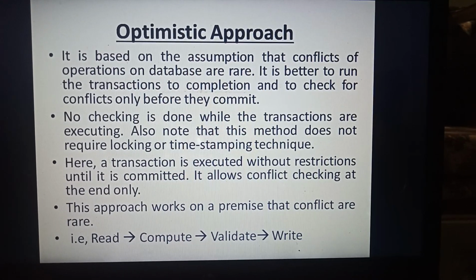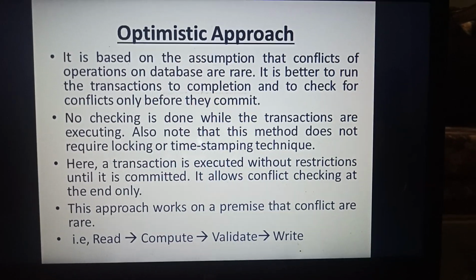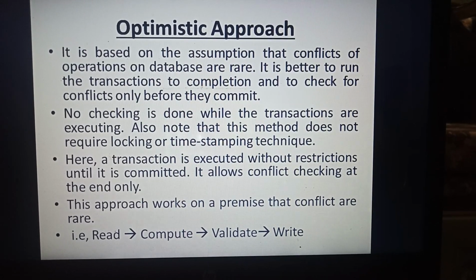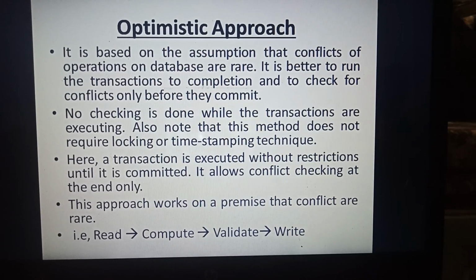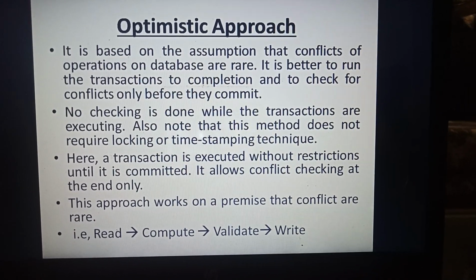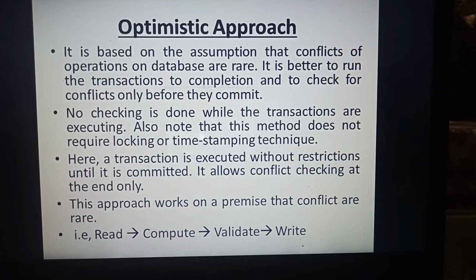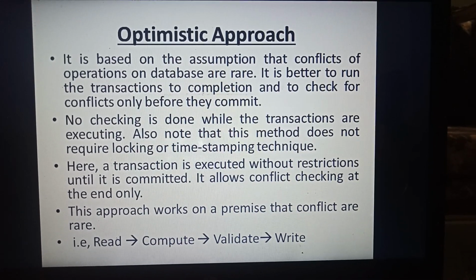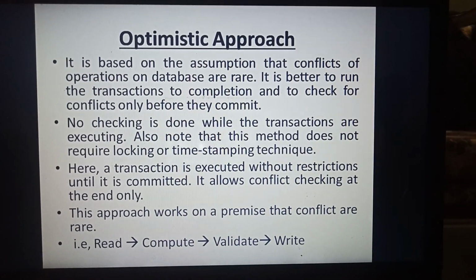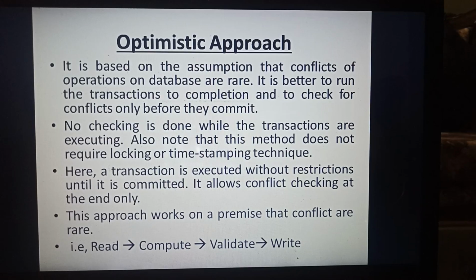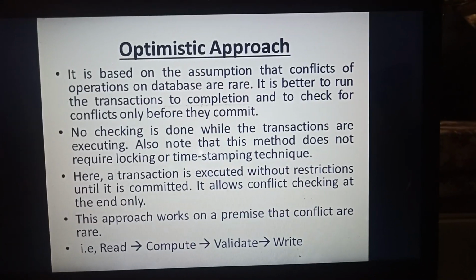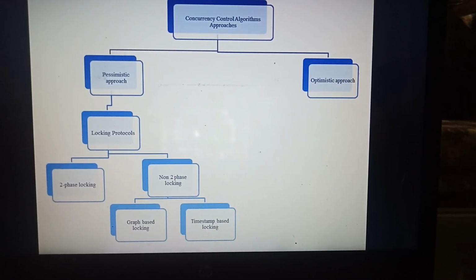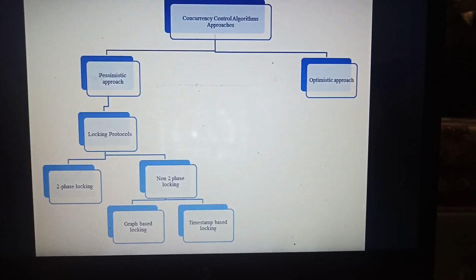So this approach works on a premise that conflicts are rare, and the sequence followed is: first we read, then compute, and after that it is validated before writing or updating. So the sequence is read, compute, validate and write. So we have discussed pessimistic and optimistic approach. In the next video we will discuss the various locking techniques of the pessimistic approach, that is, as you have seen, two-phase locking and non-two-phase locking, and further non-two-phase locking is divided into graph-based locking and timestamp locking. Thank you.